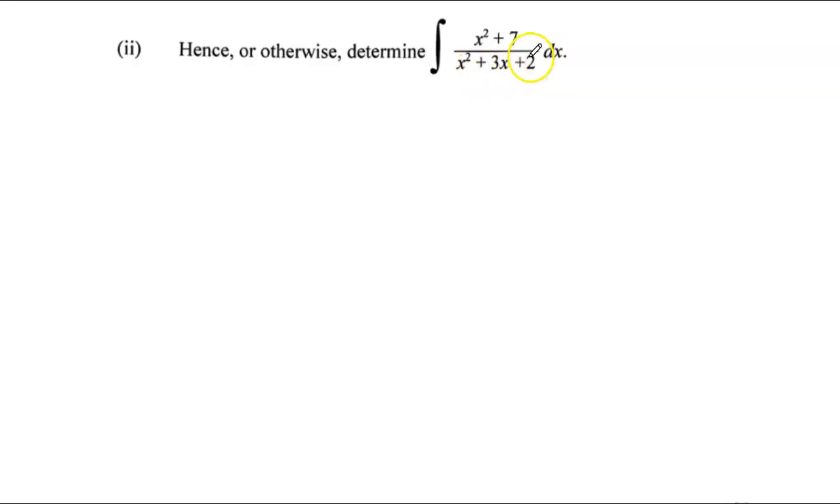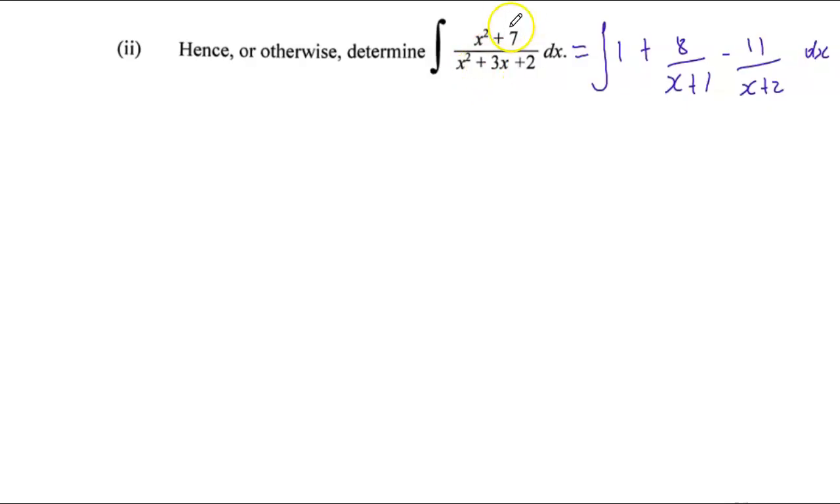So we're asked to integrate this function here. Now we have just shown that this function is equal to, let us rewrite it, 1 plus 8 over x plus 1 minus 11 over x plus 2. Alright, so we just proved that this function is equal to this.